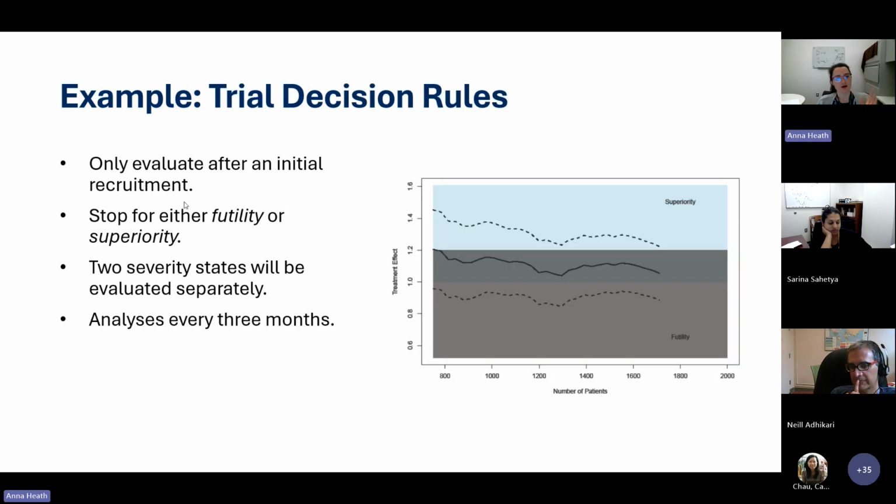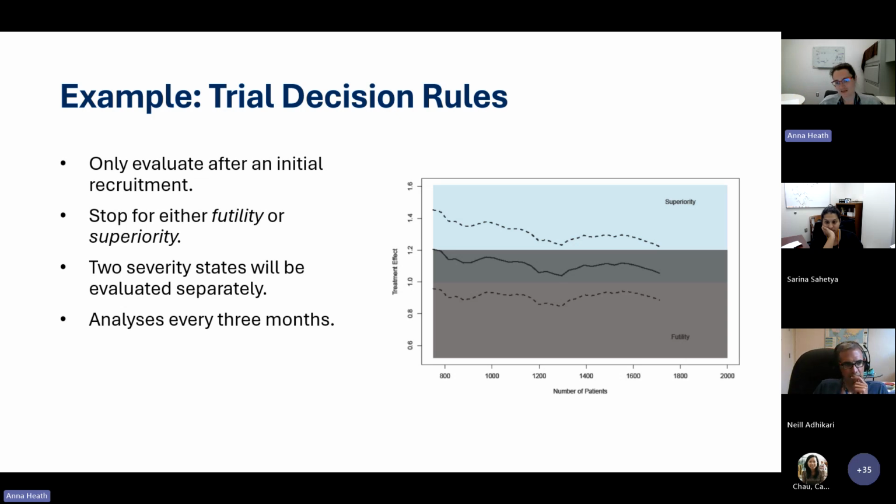In this case, our trial decision rules, we were interested in superiority and futility. We were only going to evaluate superiority and futility after an initial threshold level of recruitment. That allows us to make sure that we don't make an erroneous decision really early on in the trial, say after 100 patients, because we just had people who did really, really well in the intervention arm just in those first few patients.